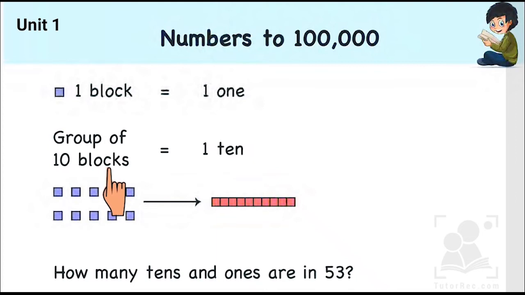A group of 10 blocks is equal to 1 ten. So here a group is considered as one unit having 10 blocks in it. So we will say 1 ten.